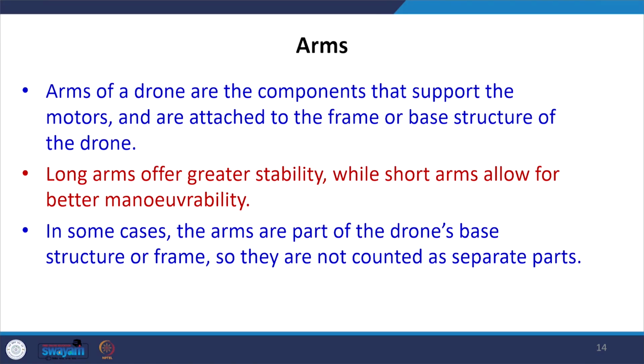Then there are arms. The arms of the drone are the components that support these motors, and they are attached to the frame of the drone system, or what we call the base structure of the drone system. Longer arms offer greater stability, while shorter arms allow for better maneuverability and can move fast. In some cases, the arms are part of the drone base or structure or frame, and they are not counted as a separate part of the drone system.